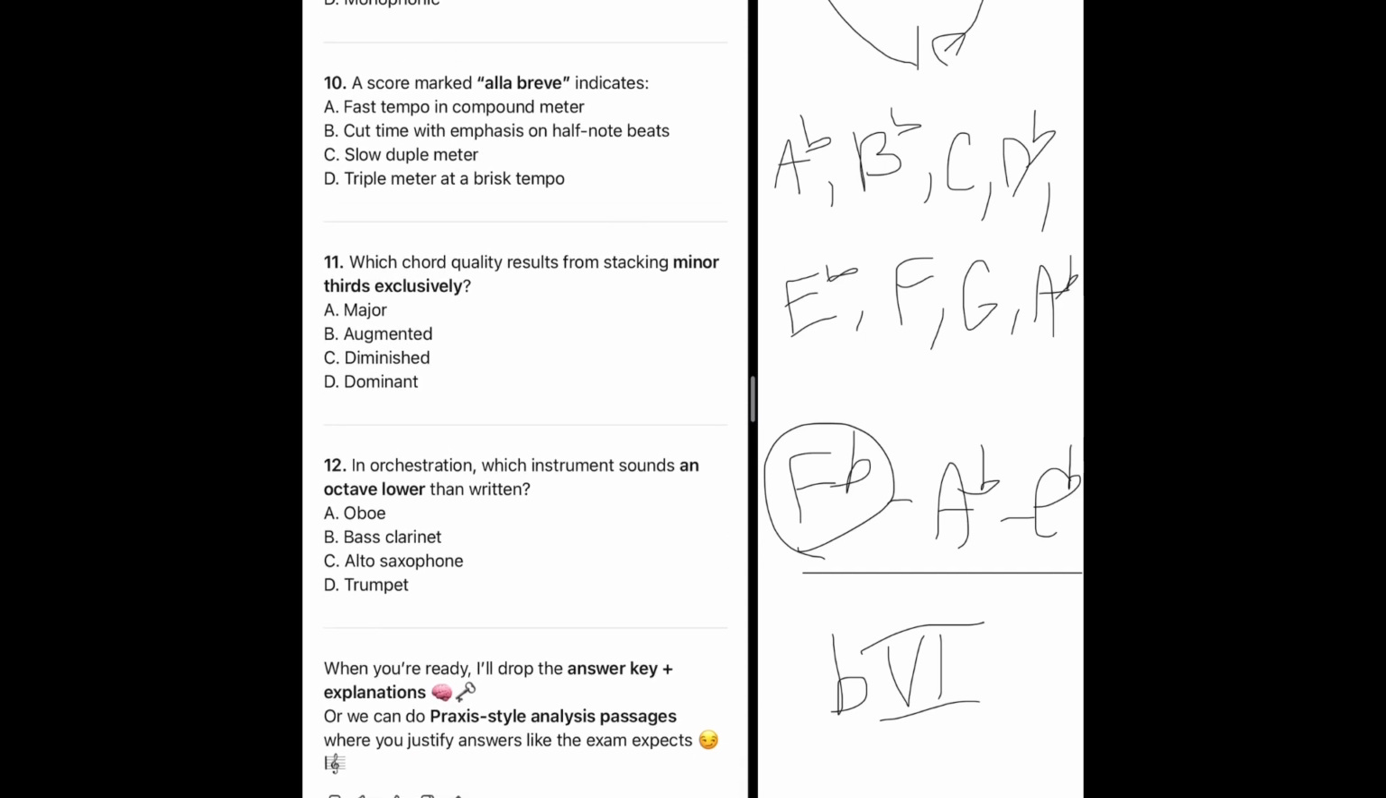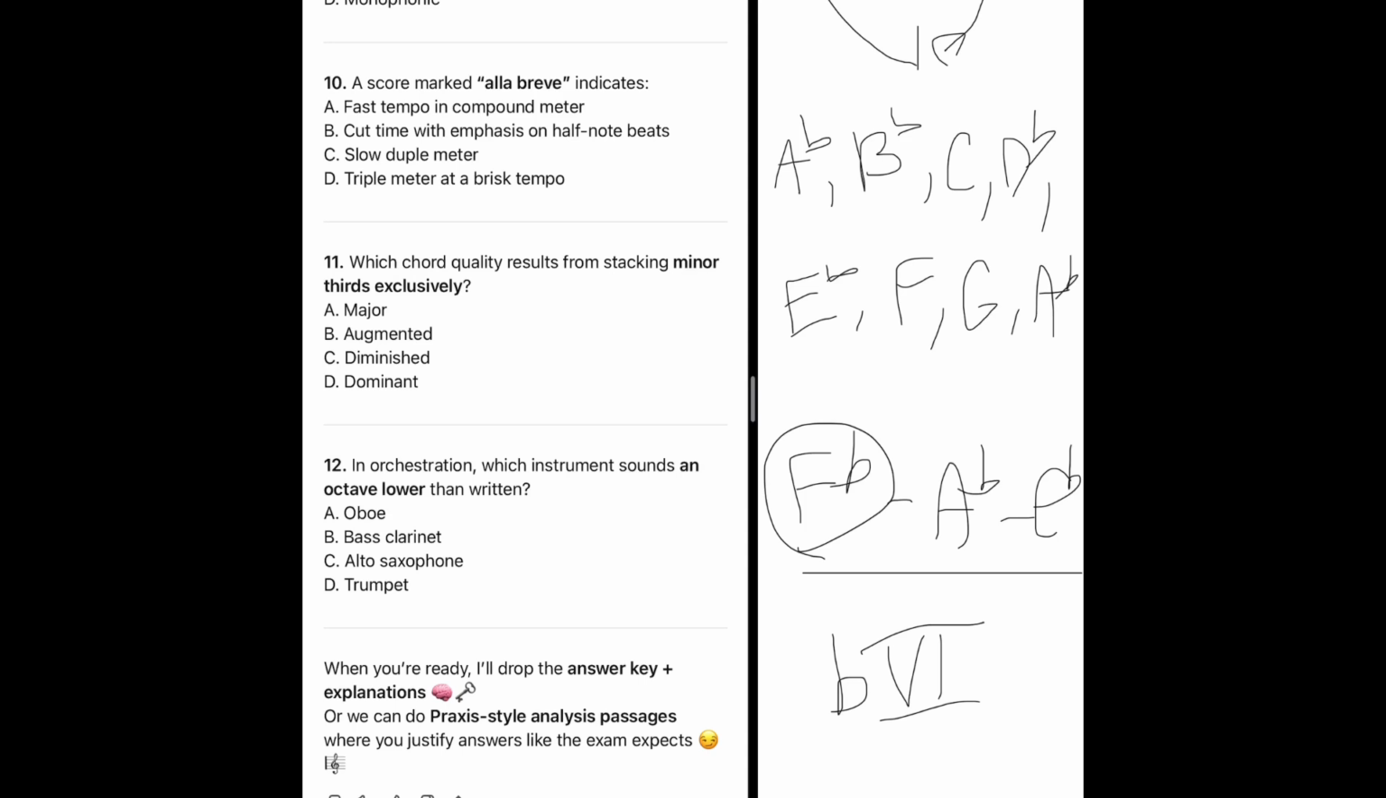Which chord quality results from stacking minor thirds exactly? Minor thirds chord. So if I put a root, a minor third, a minor fifth, and definitely make sure I put something there. I think it's going to be diminished.